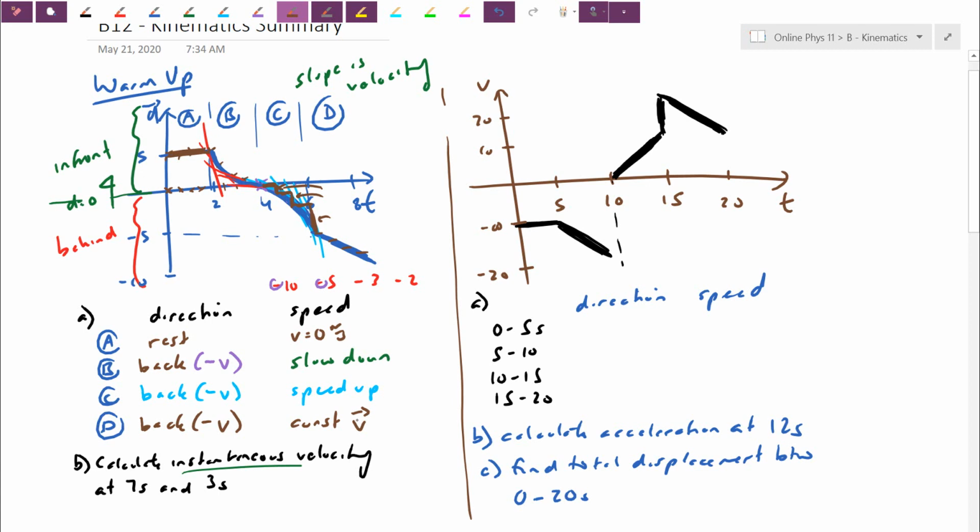Right? Then let's calculate here. Calculate the instantaneous velocity at 7 and 3 seconds.